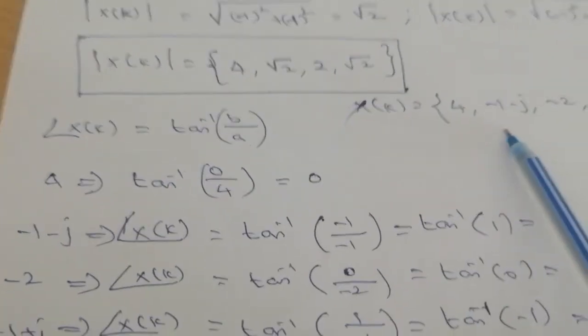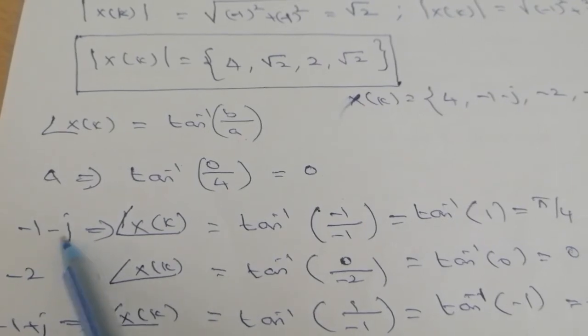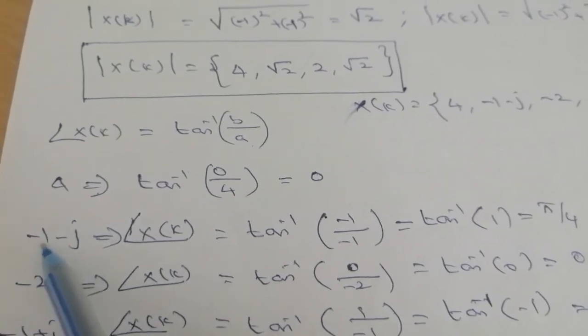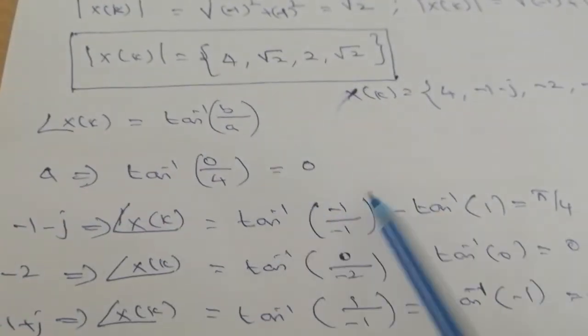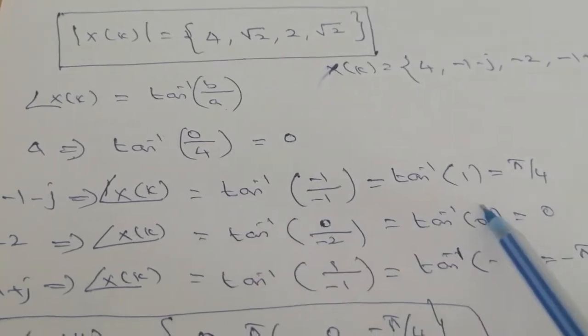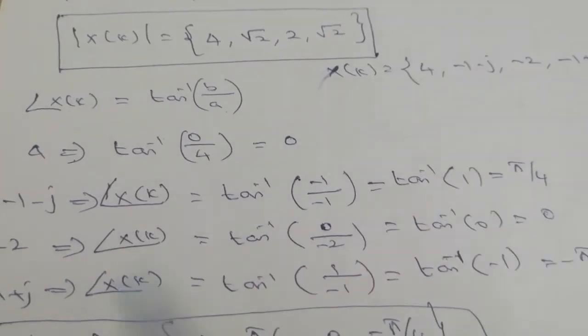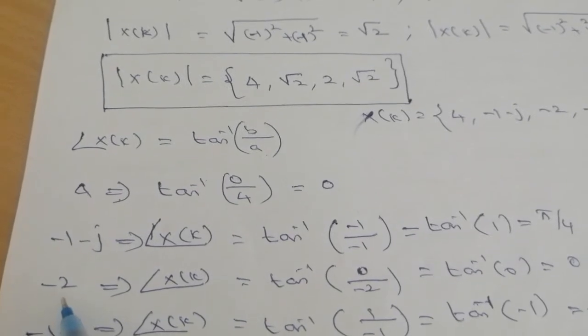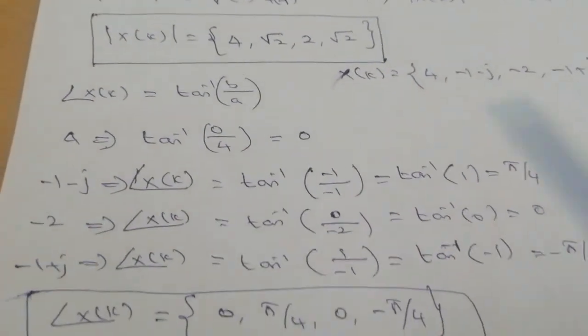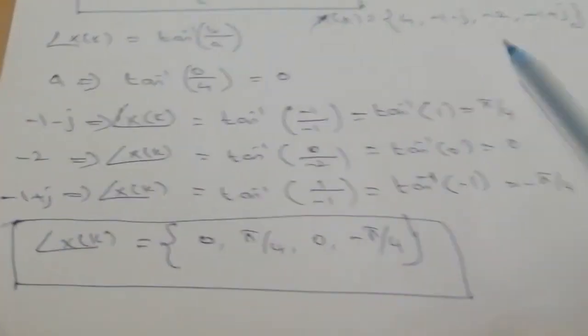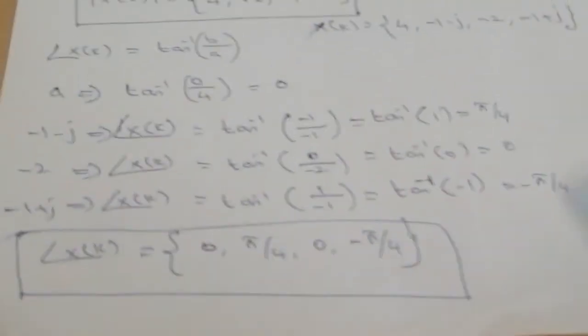Then the second value is minus 1 minus j. So here the imaginary term value is b, then the real term value is a. So tan inverse of minus 1 by minus 1 will get tan inverse of 1, which is nothing but pi by 4. Likewise, we are going to find out for minus 2 and minus 1 plus j. Final answer is 0, pi by 4, 0, minus pi by 4, right?